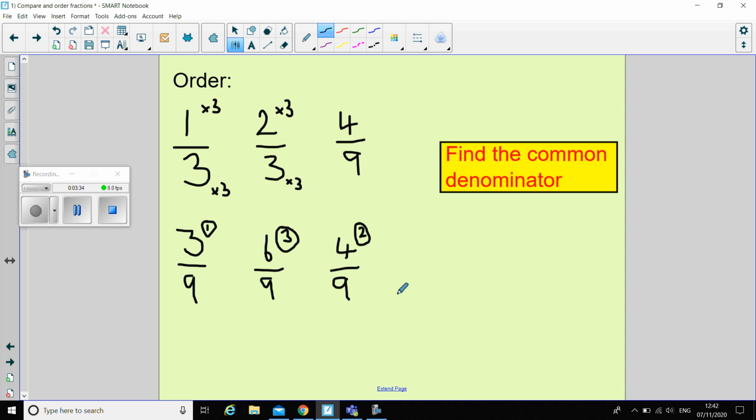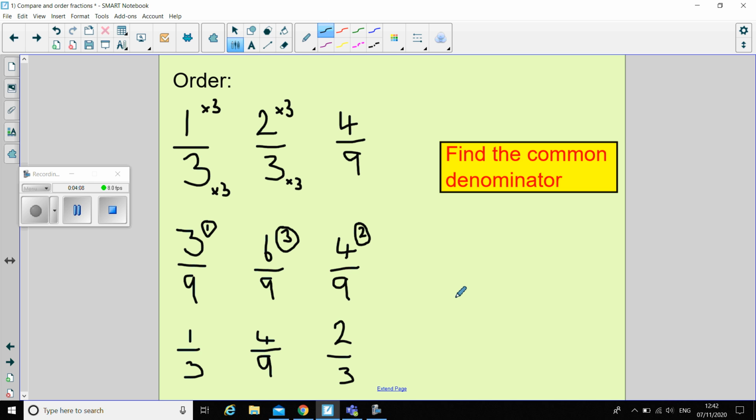So then I need to write out the original fractions, so that was these fractions, in the correct order. So my smallest one was a third. My second smallest one was 4 9s. And my third smallest fraction was 2/3. So I have ordered those fractions from smallest to largest.